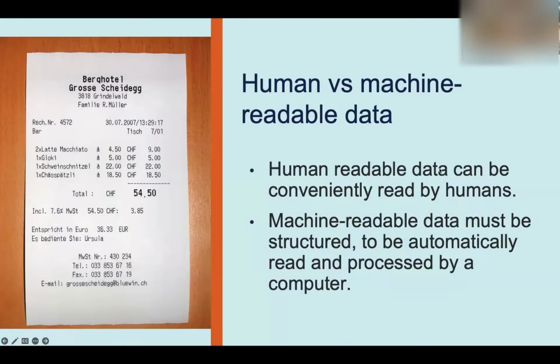So we have human versus machine readable data. Human readable data is pretty obvious. We can read it, and it's usually something like a PDF or a Word doc or handwritten notes. While machine readable data usually has to be structured in some way to be read and processed by machines.